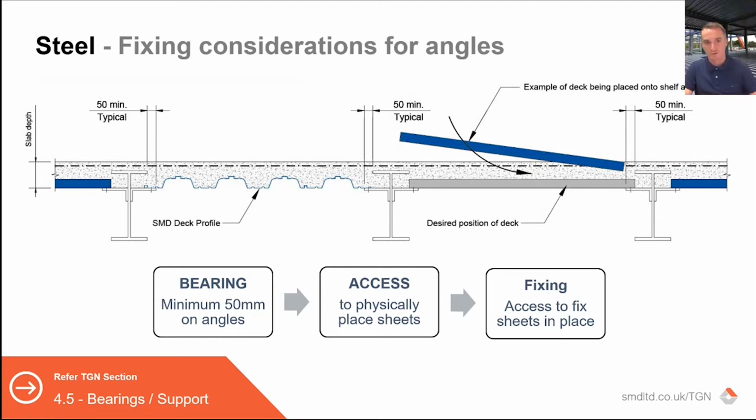The only time you can avoid the extension of 50 millimeters is if you have a very deep beam and you're fixing the deck very low within that beam, such that you can get the fixing gun below the flange and above the angle that you're installing onto, or bottom flange that you're installing onto. But it's a really key consideration where you're looking to drop a shallow deck into the webs of the beam.